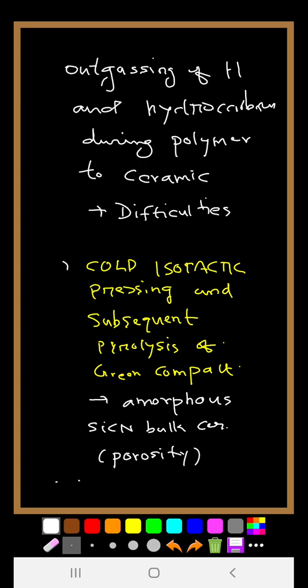So at around 500 to 1000 degrees centigrade, this polymer that we started with transforms into an amorphous SiCN which is crack free.